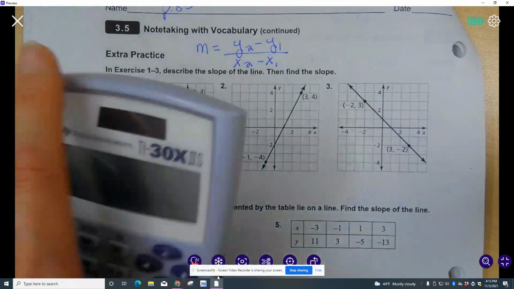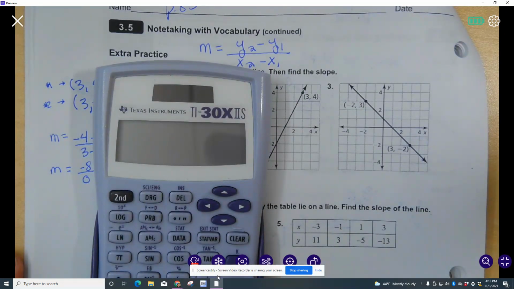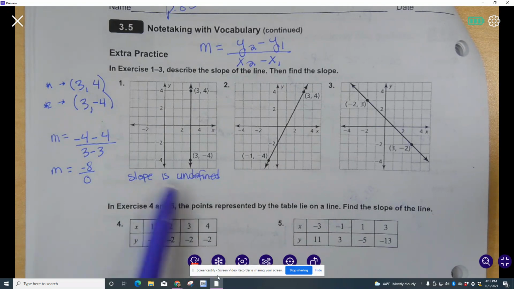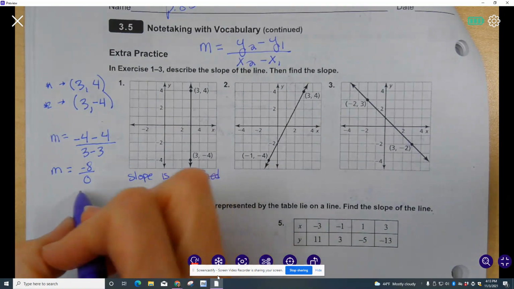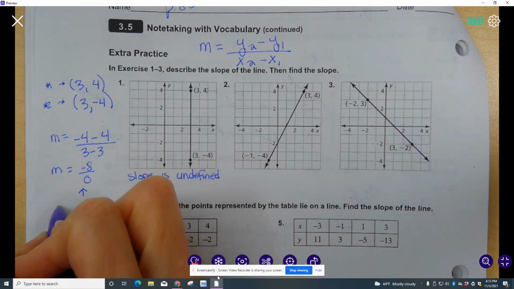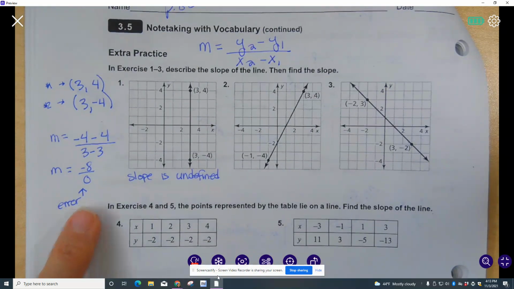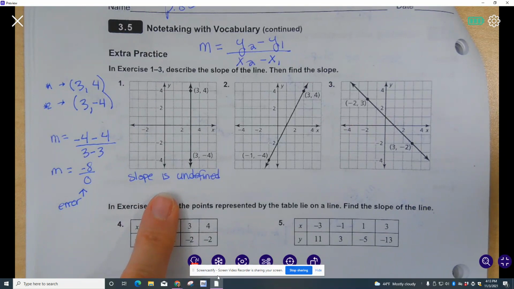Now, put that in your calculator. -8 divided by 0, what do you get? Error, which is undefined. So this is an error. Your calculator will tell you it's an error because we can't divide by 0. That's why the slope of this is undefined. The formula does not work.